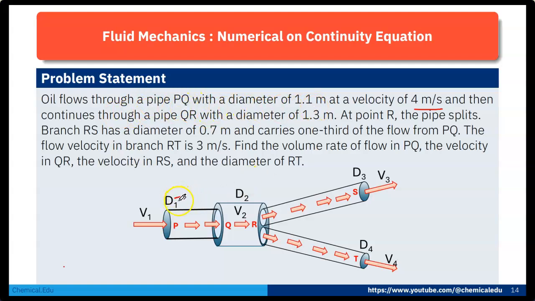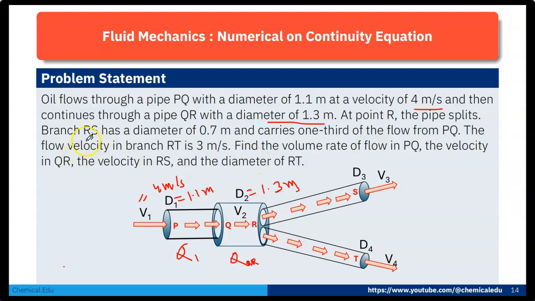So here the PQ diameter is given. PQ diameter is 1.1 meter, and velocity is also given, that is 4 meter per second. Now here the volumetric flow rate in PQ is Q1. At point R, the QR diameter is given, that is 1.3 meter. Here Q is the volumetric flow rate in QR.